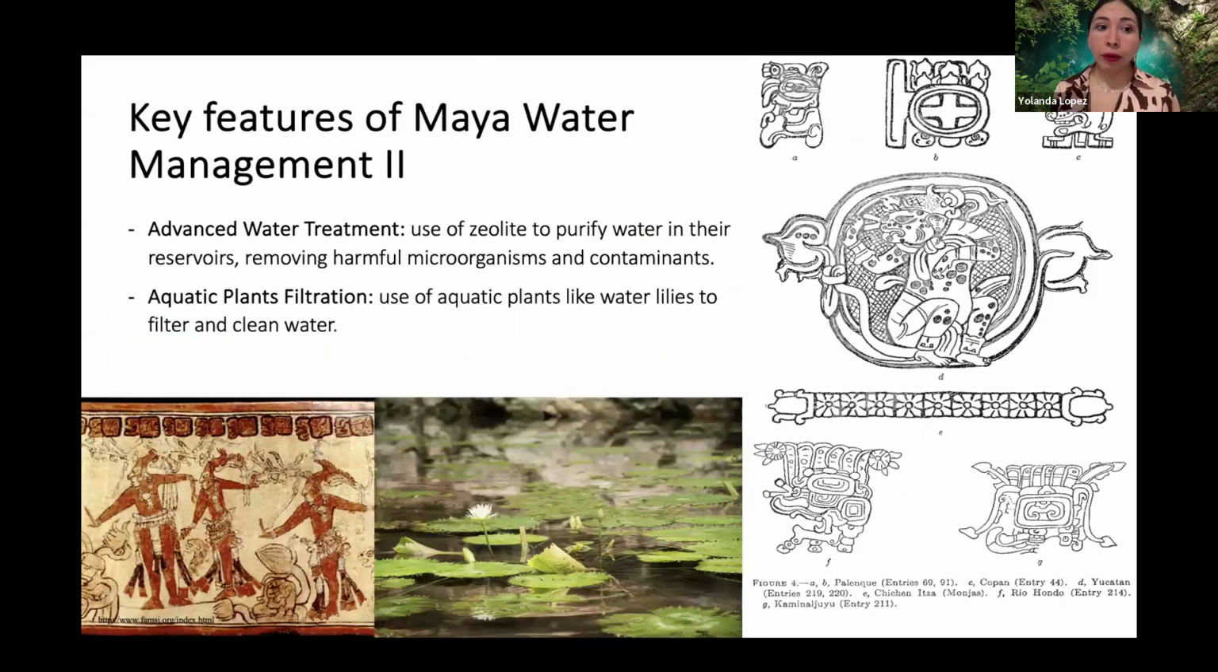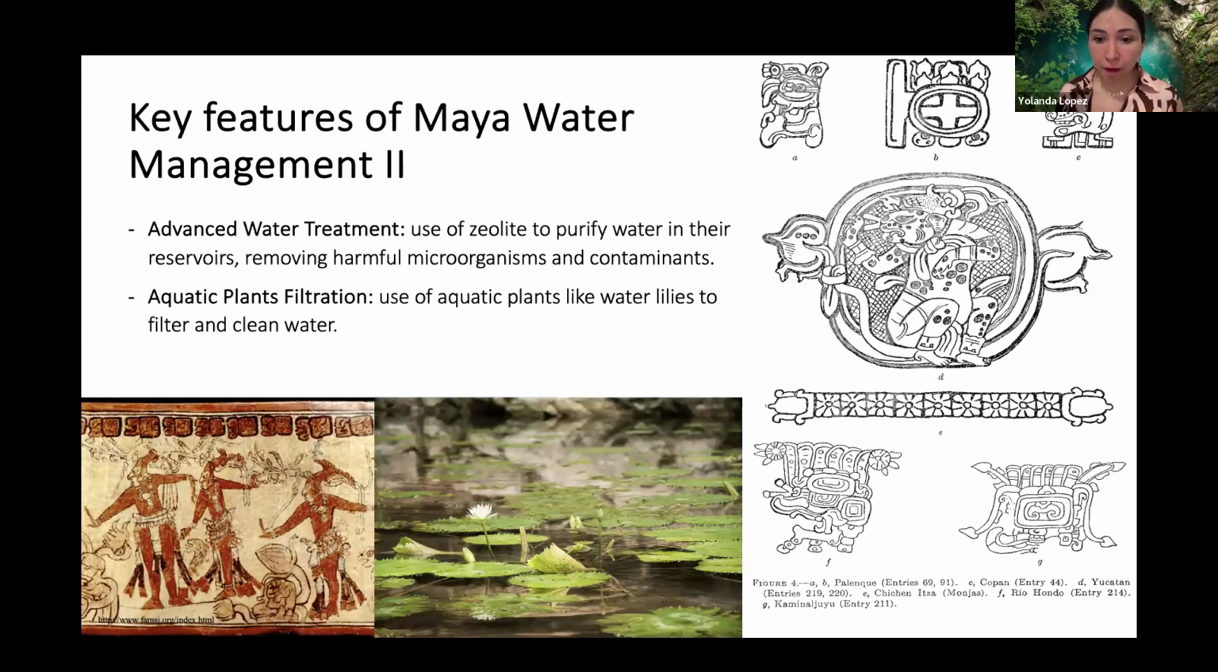Another key feature of Maya water management was that they were very good in water treatment. And this has also been published in scientific journals, for those that are still denying the knowledge and the value of these approaches that belong to indigenous peoples. So essentially, the Mayas were able to use zeolite sand to purify water in their reservoirs, removing harmful microorganisms and contaminants. And also they used aquatic plants like water lilies to filter and clean water from even microorganisms.